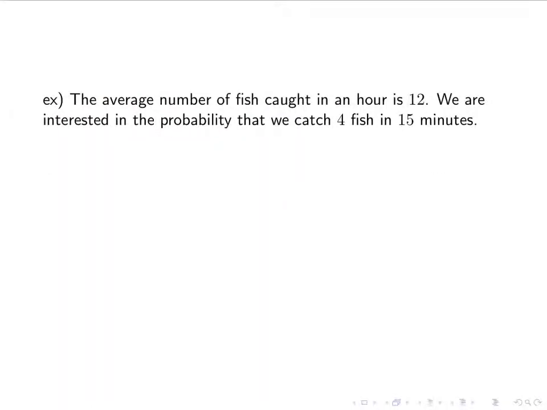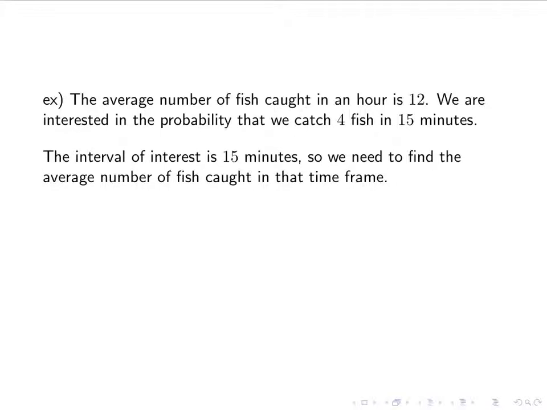Another example is the average number of fish caught in an hour. So we can assume that the average number of fish caught in an hour is 12, and we're interested in the probability that we catch 4 fish in 15 minutes. So the interval of interest in this case is 15 minutes. So we need to find the average number of fish caught in that time frame.